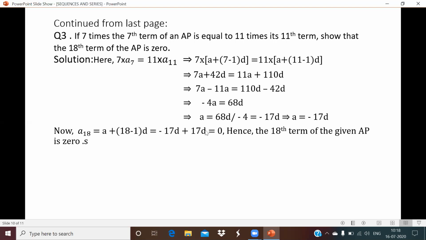But what we have to find out is the 18th term. The 18th term is a plus 18 minus 1 into d. Here, the value of a, just we got it, is minus 17d. We replaced the value of a, and 18 minus 1 is 17. It is minus 17d, and you see, it is plus 17d. It can be cancelled, and by simplifying it we are getting 0. Hence, we have proved the 18th term of this AP is 0. Clear to everyone? And revise it properly.